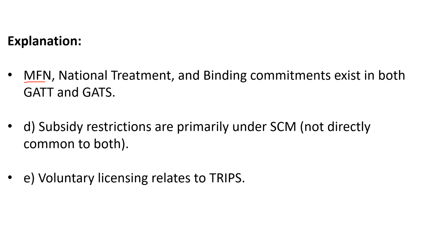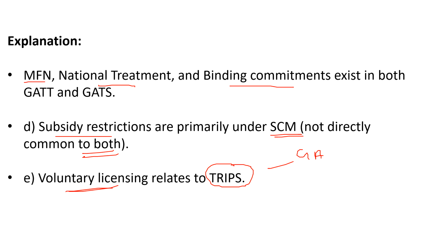Most favored nation, national treatment and binding commitments: these three principles exist in both GATT and GATS. Apart from this, subsidy restrictions are primarily under SCM, not directly common in both. And voluntary licensing is related to TRIPS. It is not related to GATT and it is not related to GATS as well. Understood? So that is why option A, B and C was correct.